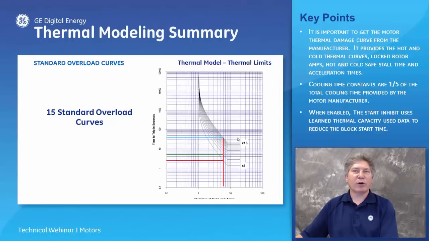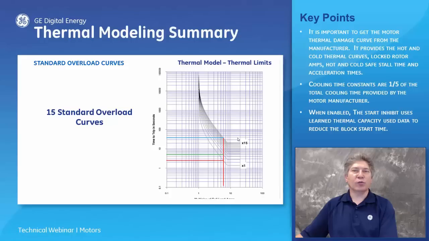The curve represents the amount of time that we can afford at different multiples of full load amps before the motor windings become damaged. From a thermal capacity use point of view, once we reach the curve, the thermal capacity used is 100%. Let's take a look at a specific point. On curve 1, if we look at 6 times FLA, we can see that there is only 2.5 seconds available. That means if we have a locked rotor condition, the windings will be damaged in 2.5 seconds.